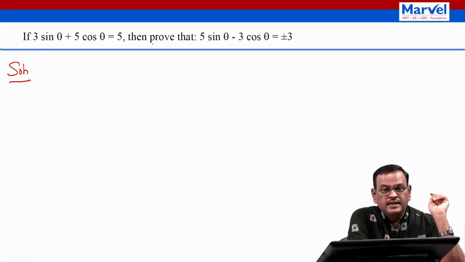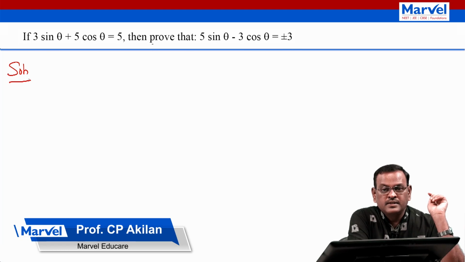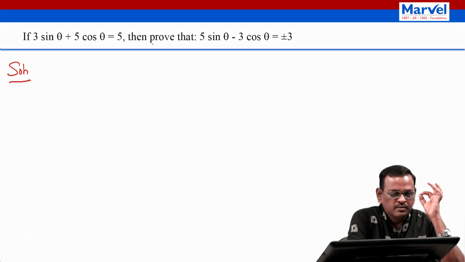If 3 sin theta plus 5 cos theta equal to 5, then prove that 5 sin theta minus 3 cos theta equal to plus or minus 3. Already we discussed two such sums. The type is squaring on both sides, replace sin square by 1 minus cos square and cos square by 1 minus sin square. You will get one binomial expression, take the square root. These are all methods of learning tough trigonometric identities.